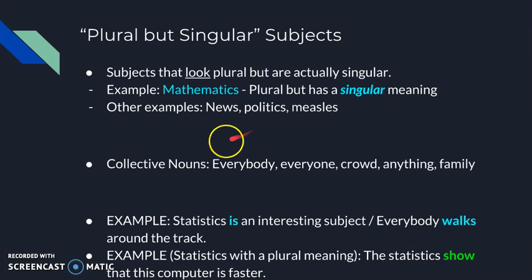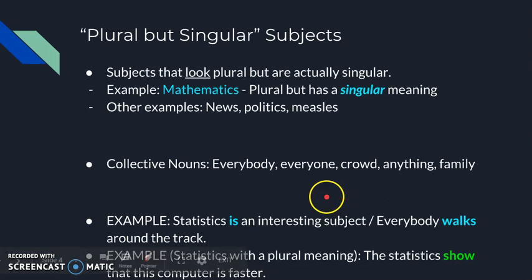Collective nouns are words that, when defined, seem like they should be plural, such as crowd, which is a huge group of people, which is more than one person. But a crowd is one entity, since it is one group of people, therefore it has to be used as a singular subject. Other words like crowd are words known as collective nouns. Other examples of these are everybody, everyone, crowd, anything, and family.